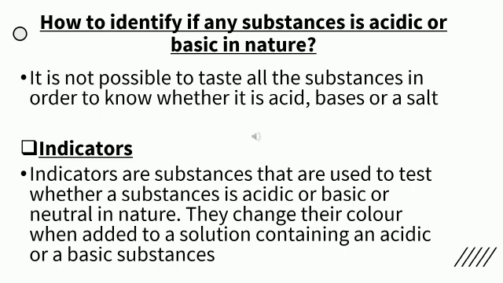Indicators are nothing but substances that are used to test whether a substance is acidic or basic or neutral in nature. They change their color when added to a solution containing acidic or basic substances. Indicators indicate whether the substance is acidic or basic by changing their color. Okay, so let us study types of indicators in the further slide.